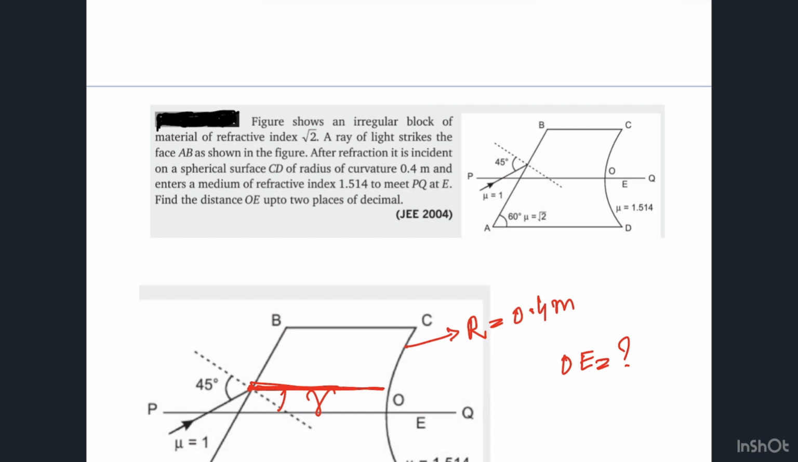Figure shows an irregular block of material of refractive index root 2. A ray of light strikes the face AB as shown in the figure. After refraction, it is incident on a spherical surface CD of radius of curvature 0.4 meter and enters a medium of refractive index 1.514 to meet PQ at E. This is E.